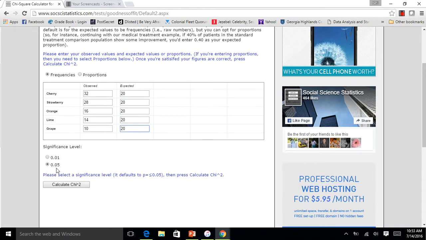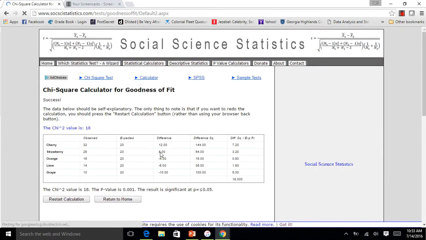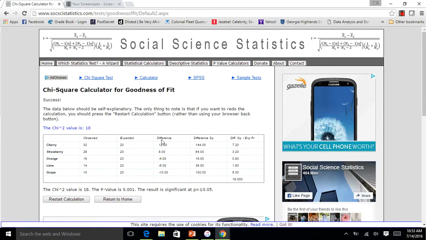I'm going to put 0.05 level of significance, okay? And I hit calculate. And look what it did for me. It did all the work. Remember the differences, then the difference squared, and then the difference squared divided by the expected? It did it all for me. So it gave me a chi-squared value of 18 and a p-value of 0.001. And that p-value is what I can compare to my level of significance. So you didn't have to do it by hand. You just did it here and it gave it to you. Isn't that a great thing? So then you don't have to worry about doing anything by hand.